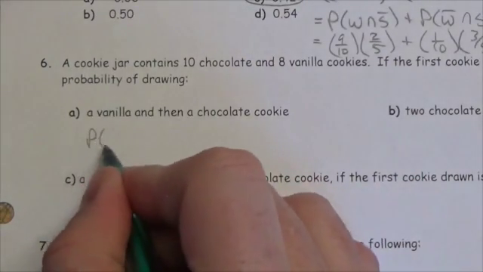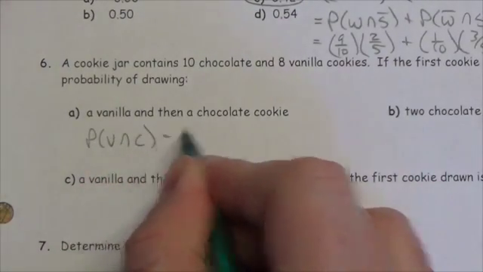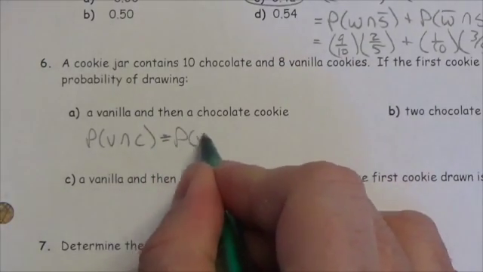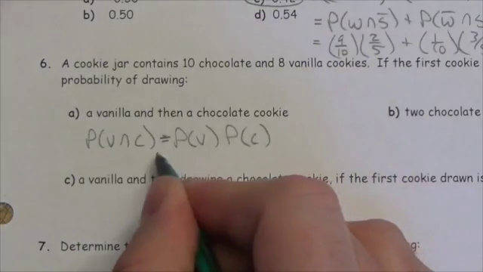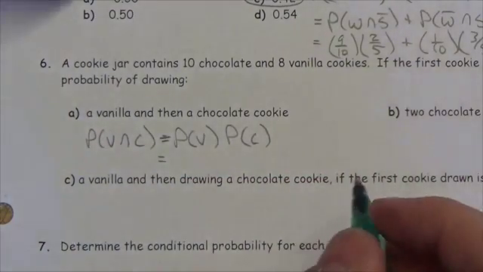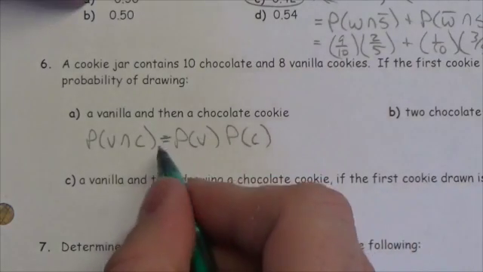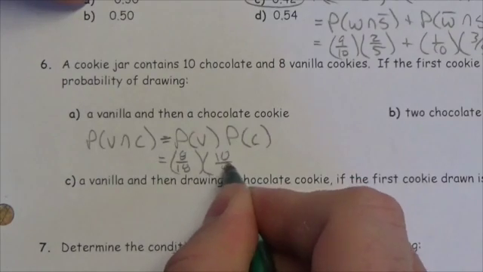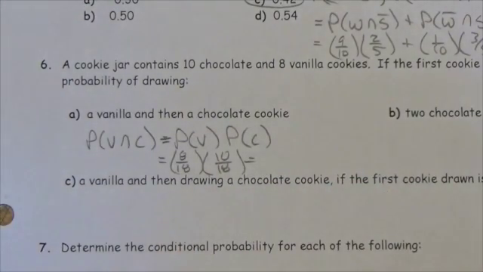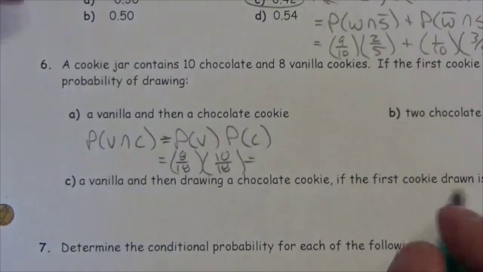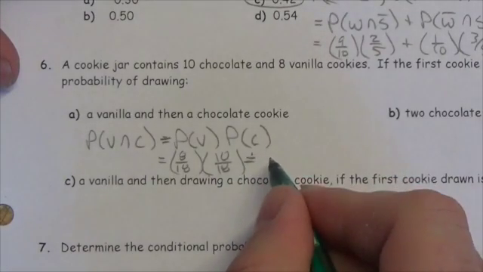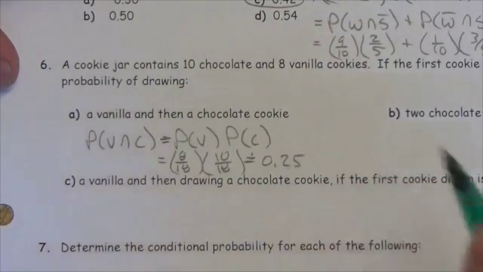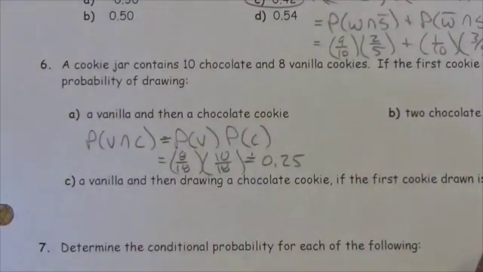So what's the probability of getting a vanilla and a chocolate? Now in that order, right? So this is going to be the probability of getting the vanilla multiplied by the probability of getting a chocolate. These are going to be independent events because the sample space is returned to the way it's supposed to be. This is going to be 8 out of 18 multiplied by 10 out of 18. So what do we got there? That's going to be 80 divided by 18 squared, and so we're looking at approximately 0.25 when you round that.